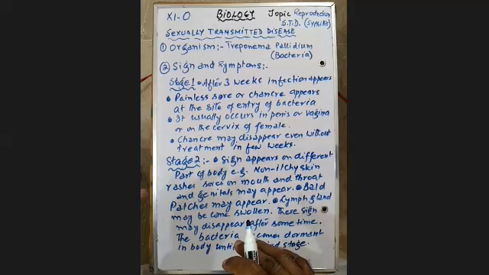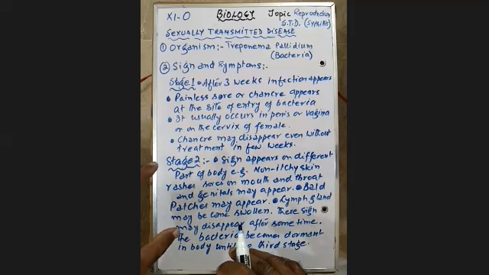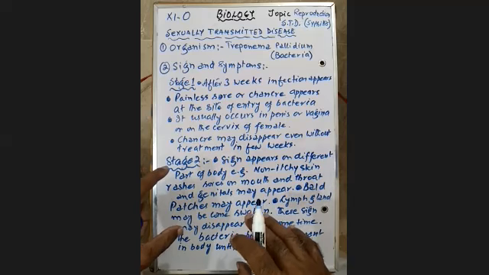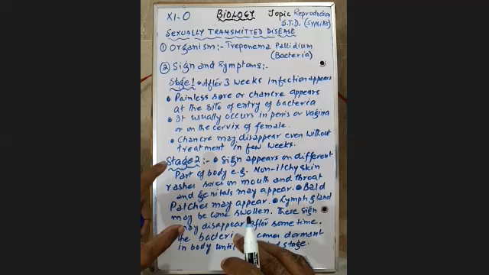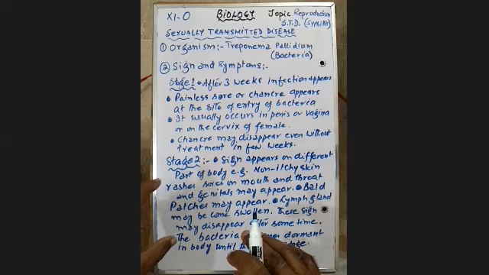Stage number 1. This occurs after intercourse, if a man has syphilis and he's having intercourse with a healthy woman, or if a woman is suffering from syphilis and she is having intercourse with a healthy man. So after 3 weeks, infection may appear. Those are a painless sore or chancre, which mostly appears at the site of entry of the bacteria. The place where the bacteria has entered, at that place a painless chancre or sore may appear. And the place is usually the penis.